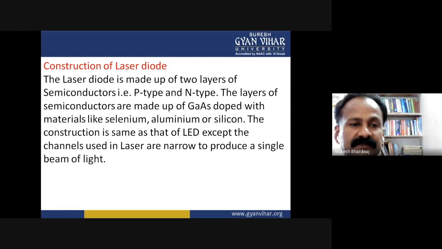There are two layers of semiconductors, that is P type and N type, in the construction of a laser diode. The layers of semiconductors are made up of gallium arsenide doped with materials like selenium, aluminum, or silicon. The construction is the same as that of an LED, except the channels used in a laser are narrow to produce a single beam of light.